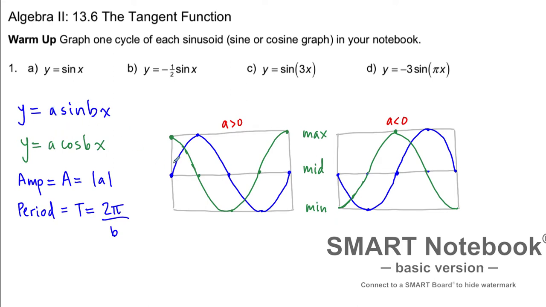If a is positive, the blue sine wave starts at a midpoint or a 0 and goes up to a maximum, down to a midpoint, down to a minimum, and back up to a 0. Meanwhile, the cosine shape starts at a maximum, and it's the same waveform, but it's been translated back a quarter of a revolution. The coefficient a, when we take the absolute value of it, gives us the amplitude, which is the distance from max to mid, or from mid to minimum.